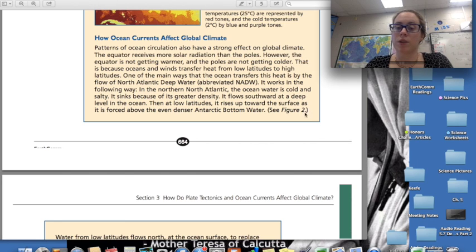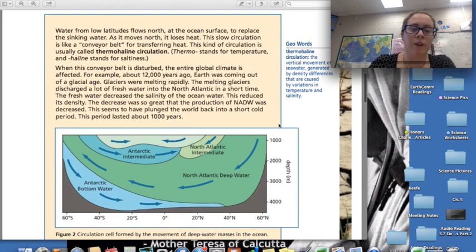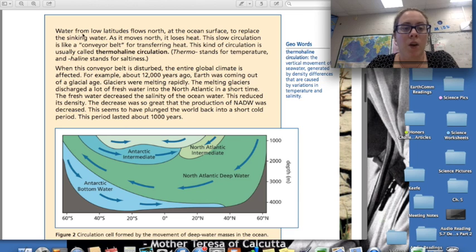Then at low latitudes, it rises up towards the surface as it is forced above the even denser Antarctic bottom water. And we'll take a look at figure 2 in a minute. Water from low latitudes flows north at the ocean surface to replace the sinking water. As it moves north, it loses heat. This slow circulation is like a conveyor belt for transferring heat. This kind of circulation is usually called thermohaline circulation.